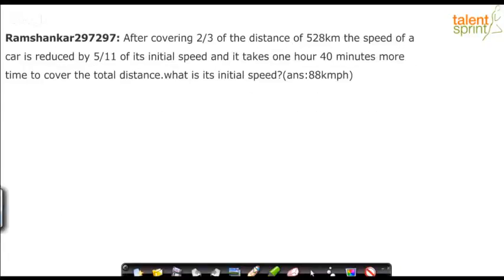Next question. After covering 2/3 of the distance of 528 kilometers, the speed of a car is reduced by 5/11th of its initial speed and it takes 1 hour 40 minutes more to cover the total distance. What is the initial speed? Okay, so after covering 2/3 of the distance of 528 kilometers, the speed of a car is reduced to 5/11th of its speed, and it takes 1 hour 40 minutes more time to cover the total distance, right?